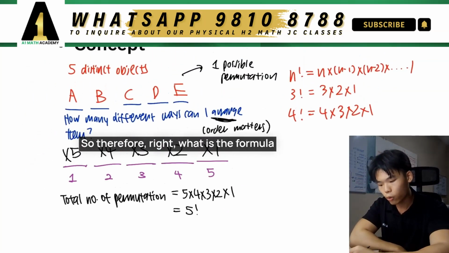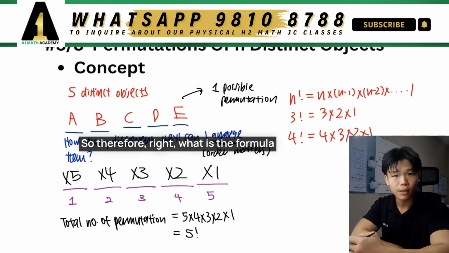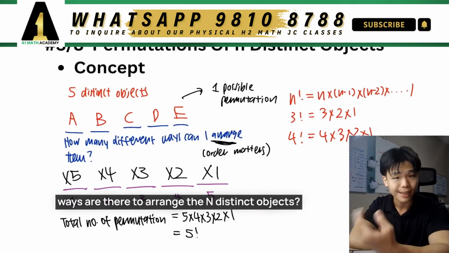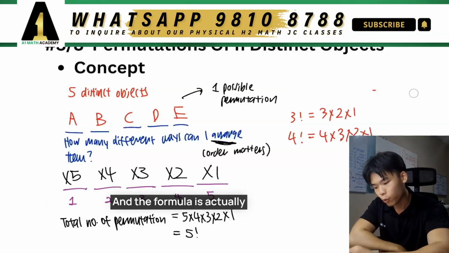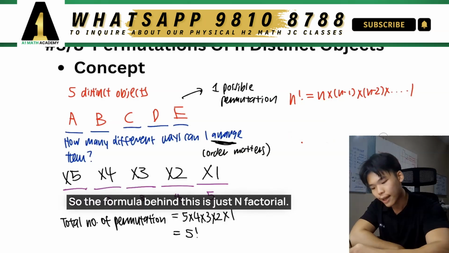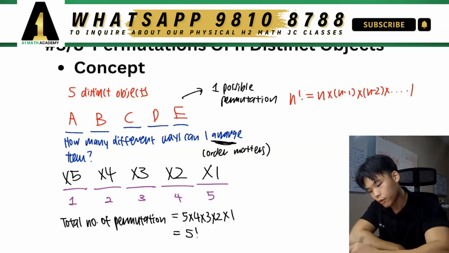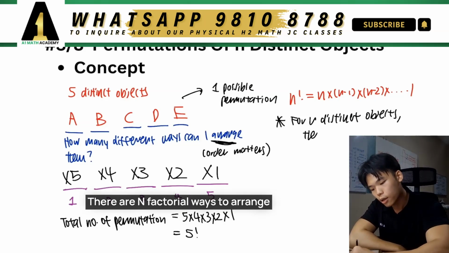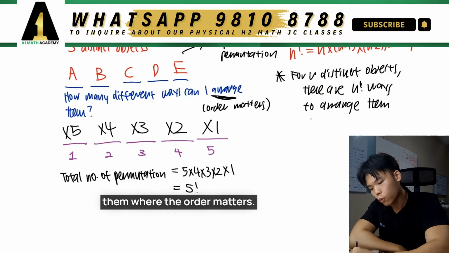So therefore, what is the formula to actually compute this, right? When you have n distinct objects, how many ways are there to arrange the n distinct objects? And the formula is actually what I wrote over here, right? So the formula behind this is just n factorial. So I'm just going to write here, right? The formula is for n distinct objects, there are n factorial ways to arrange them, right, where the order matters.